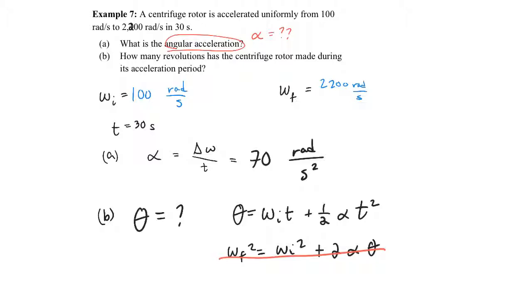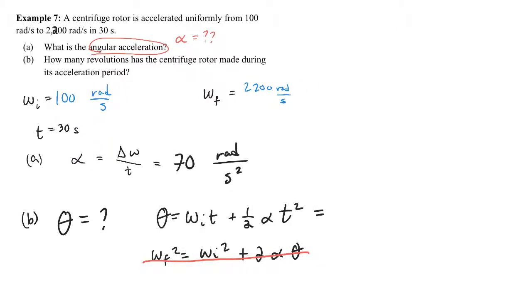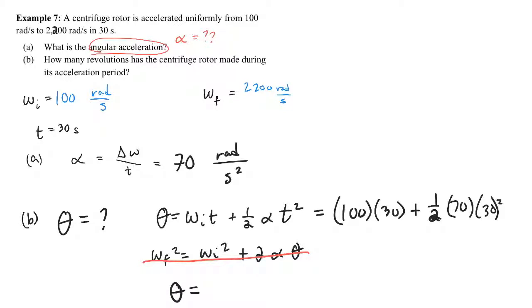We're going to plug in all the values that we know. Everything is given. Omega i is 100. t is 30. Plus 1/2, 70 times 30 squared. And remember, my unit will always be radians for my answer for theta. Theta is measured in radians always. What do I end up getting in radians, Paula?